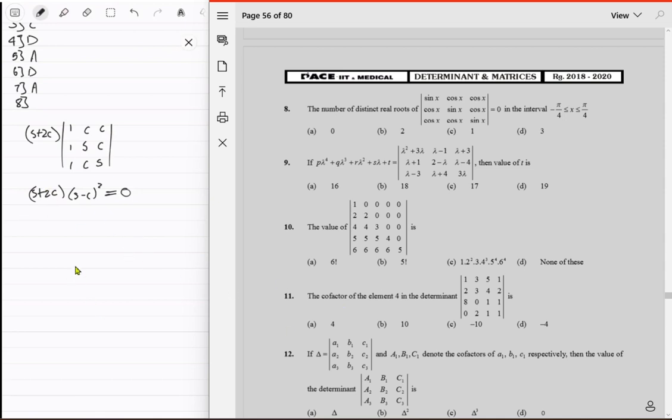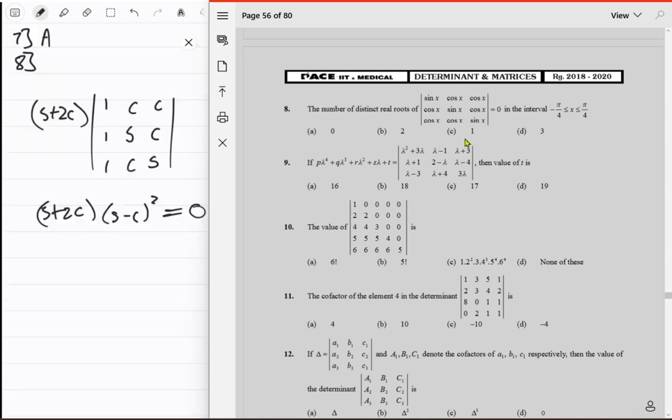So all you basically get is like, sine minus cosine squared, that should be equal to 0. So sine minus cosine equal to 0, sine equal to cosine, which happens only at pi upon 4. So there's only one solution for this thing. All right, so C is the answer. Next question.